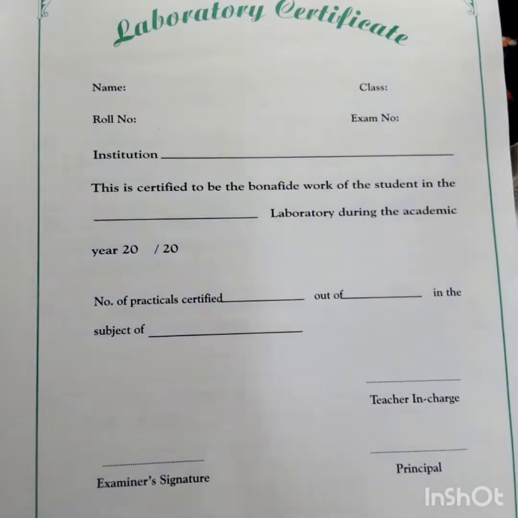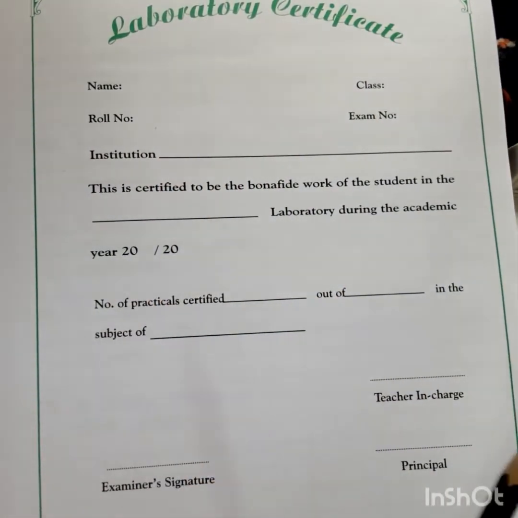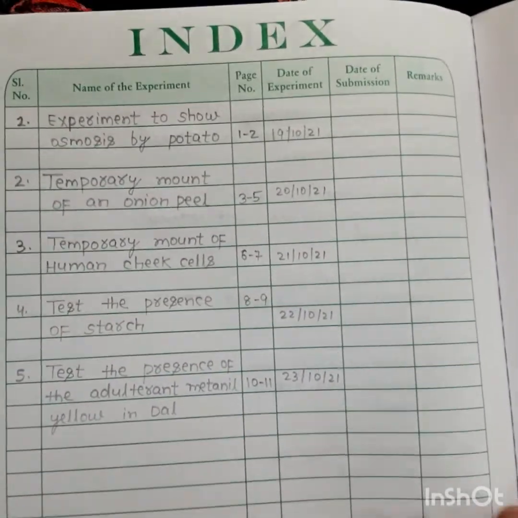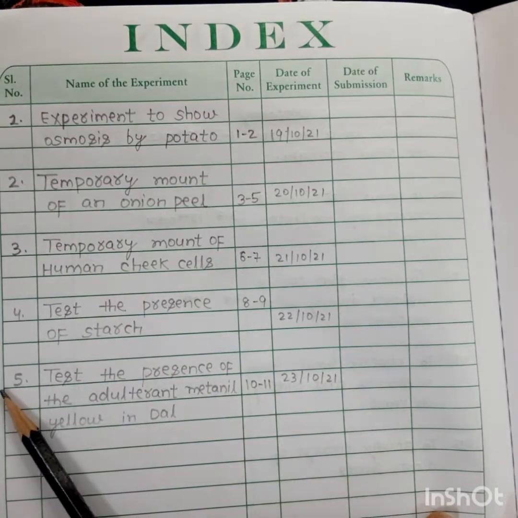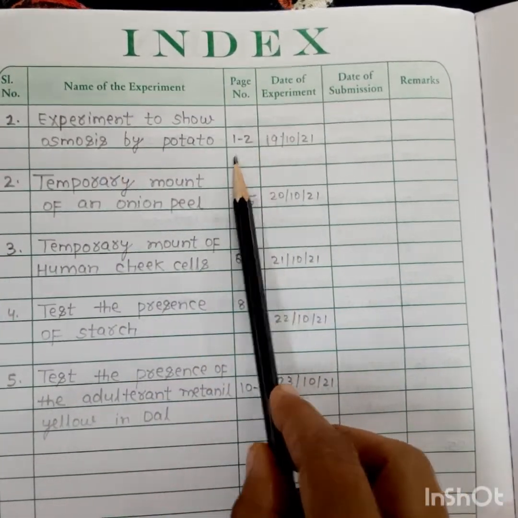So let's start. This is the first page where you have to write your name, roll number, class, your school name and academic year. This is your index page, where you have to write the name of the experiment. You have to write the serial number and page number, that is, if you are doing this experiment from page number 1 to 2, you have to write like that.